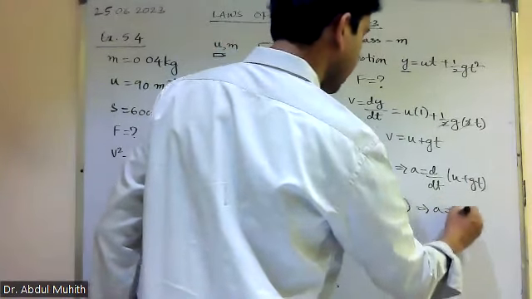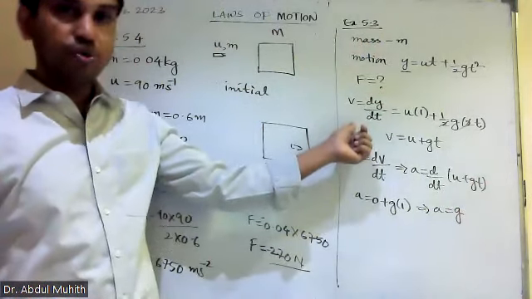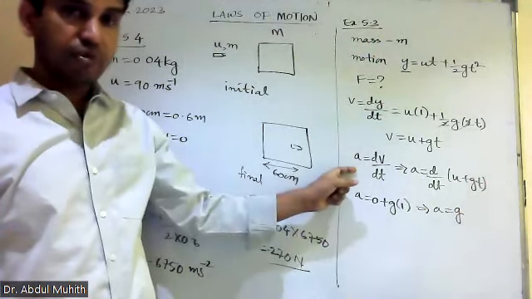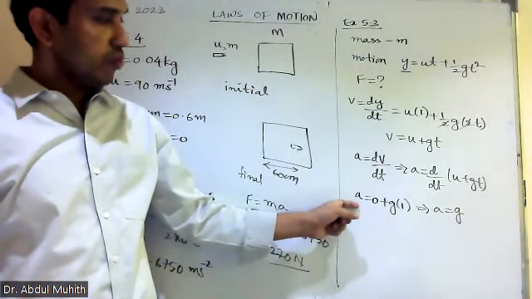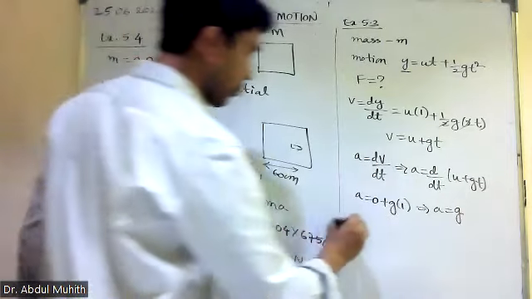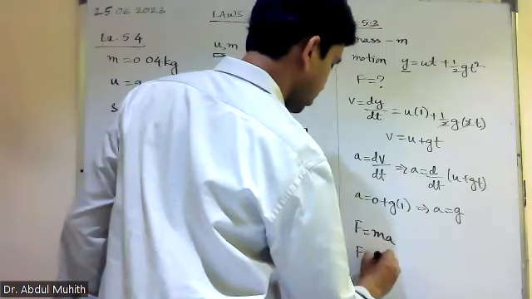Are you understanding? See, equation of displacement is given to you. First time derivative you do, you get velocity. Once you get the velocity, again differentiate one more time, you will get acceleration. So a equal to what? g. Understood? So now what we are going to do? F equal to ma. So F equal to mg. This is the answer.